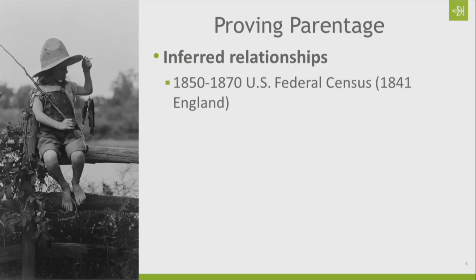So, for example, one of the most popular record sets that we use to infer relationships, again, are census records. From 1850 to 1870 in the United States, every person in the household was listed on the census. The challenge, however, is that there is no relationship listed between the individuals in that household. So you oftentimes can look at it and infer, if you've got two adults and then a house full of children, that those are a set of parents and a set of children. But you can't definitively say that.